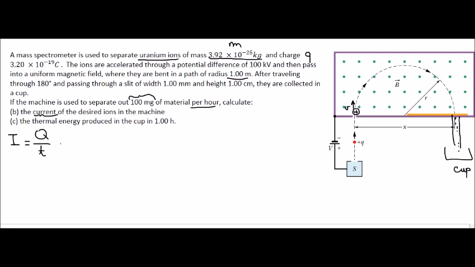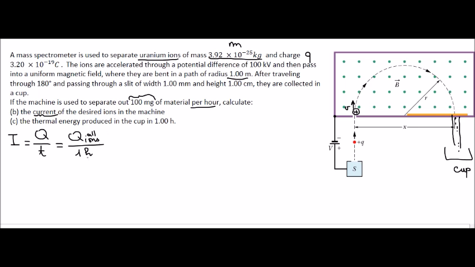Okay? So the charge of all ions, in 1 hour. Is that fine? Does that make sense? The charge of all ions that are separated, that are collected in a cup during 1 hour. All right, so that's the current. I define current like this, that's charge over time.